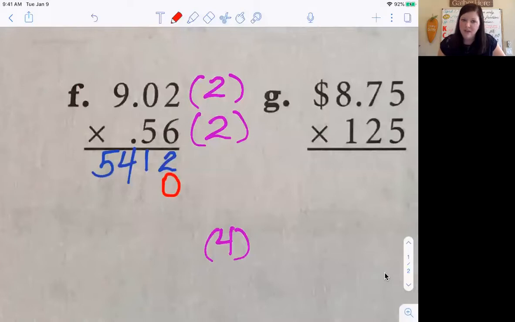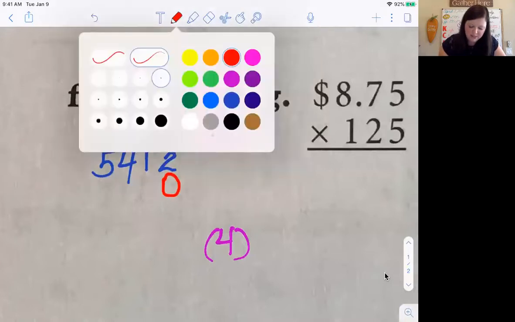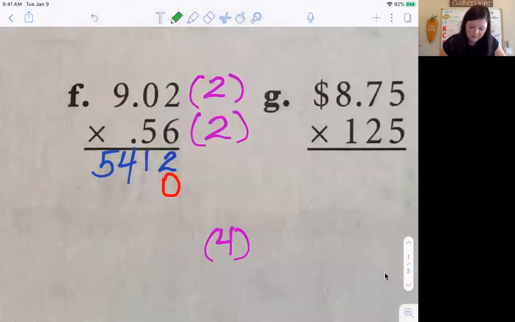Now, let's begin with our second partial product. Let's multiply by 5. 5 times 2 is 10. Let me change it to a different color so you can see it better. Carry the 1. 5 times 0 is 0 because anything times 0 is 0. 0 plus 1 is 1. 9 times 5 is 45.